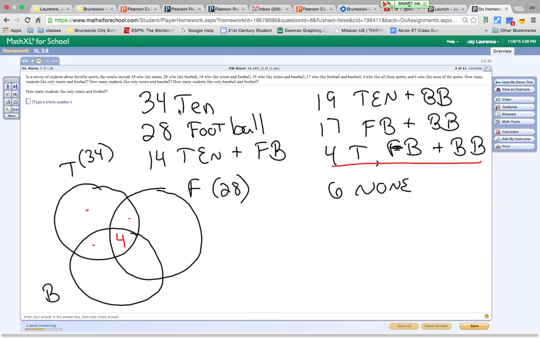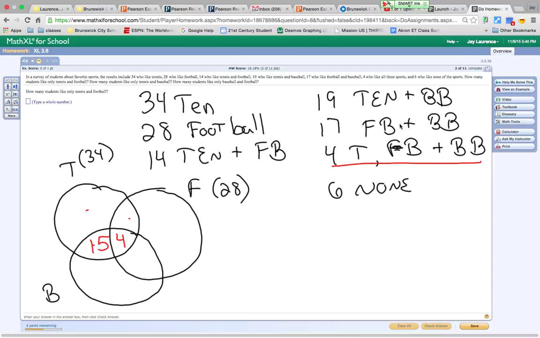Okay? Let's see here. 19 like tennis and baseball, right? Well, there's 4 that like tennis and baseball right here. So the number that like just tennis and baseball, not football, would be 19 minus 4, or 15. Do you see how I did that? This piece right here needs to equal 19 because this is tennis and baseball. Part of it includes football, but if you like tennis, baseball, and football, don't you like tennis and baseball? So this whole area has to be 19. If that part's 4, that must be 15.